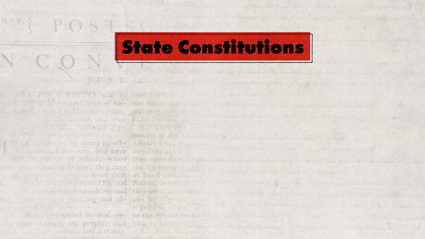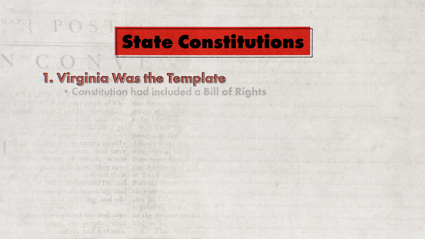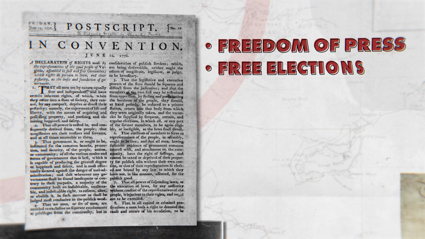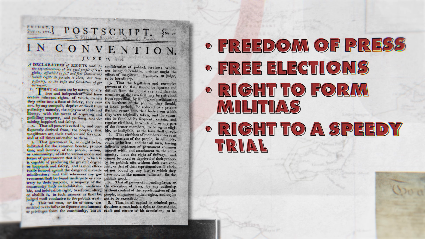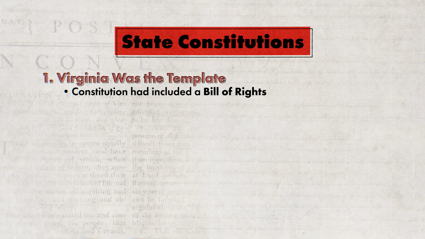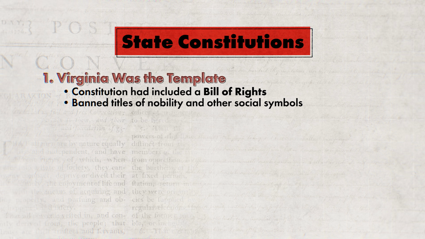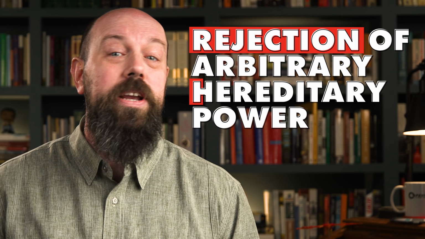Now, in general, Virginia's Constitution, which included a Bill of Rights, became a loose template for other state constitutions. And among the rights protected in Virginia's Constitution were the freedom of the press, free elections, the right to form militias, right to a speedy trial, etc. It was also common that state constitutions banned titles of nobility and other social symbols of aristocracy. And that's not surprising given the Enlightenment emphasis on the rejection of arbitrary hereditary power.